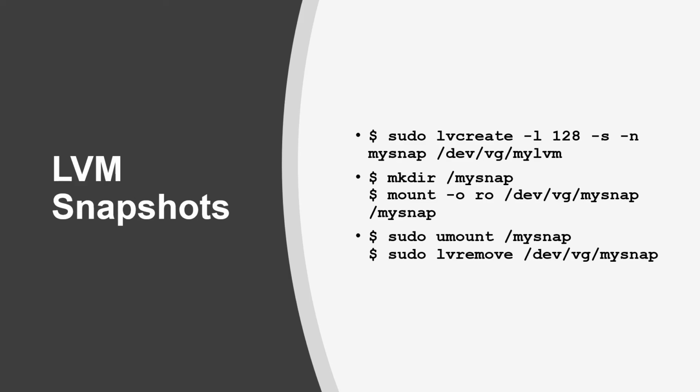To create a snapshot of the existing logical volume, you do sudo lvcreate -L128M -s -n mysnap /dev/vg/mylvm. To then make a mount point and mount the snapshot, you do mkdir /mysnap, mount -o ro /dev/vg/mysnap /mysnap. To use the snapshot and then remove it, do sudo umount /mysnap, sudo lvremove /dev/vg/mysnap.